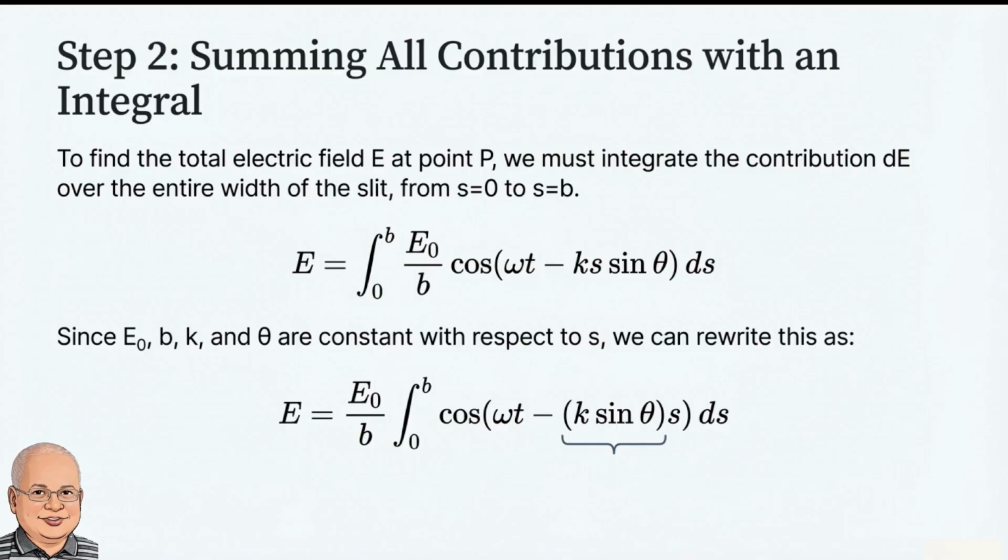Then dE is equal to E0 by b ds into cos of omega t minus ks sine theta. ds we have taken to the rightmost side, since E0, b, k and theta are constant with respect to s. So we are going to rewrite this equation in this form. E0 by b is outside the integral sign. Then integration 0 to b of cos of omega t minus k sine theta into s, we take k sine theta as one unit because that is independent of s, into ds. Now we have to integrate this.